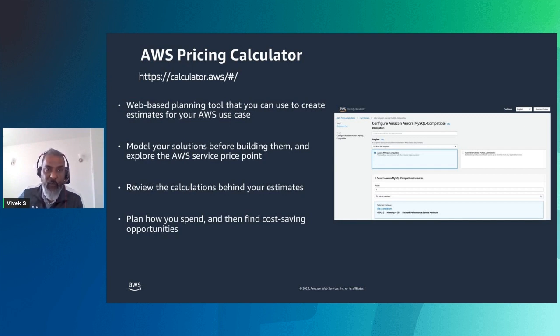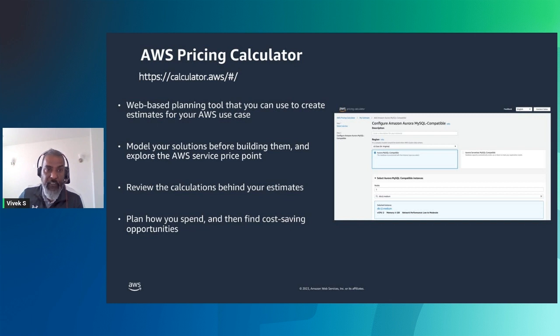If you plan to move to Aurora or any other database or any other AWS services, you can use this web-based planning tool where you can input some of your plans, like how large a database instance you want. Depending on CPU and memory, you can choose the instance class and size. And then you can model the solution for the business need, what you are going to serve using Aurora or RDS. And based on that, you can estimate how much it will cost you.